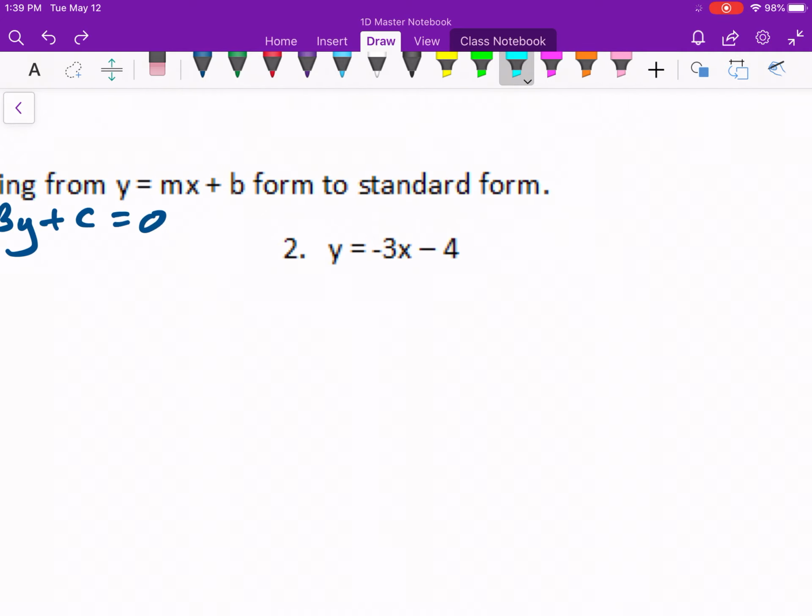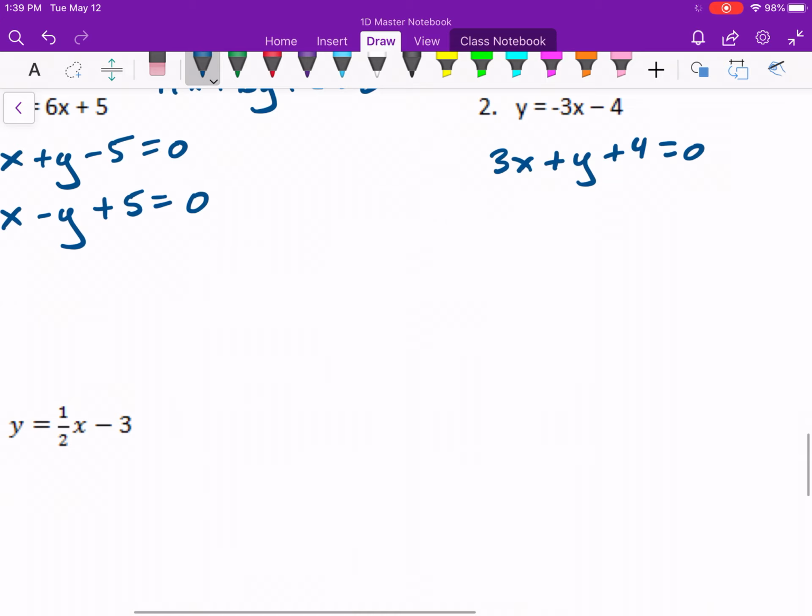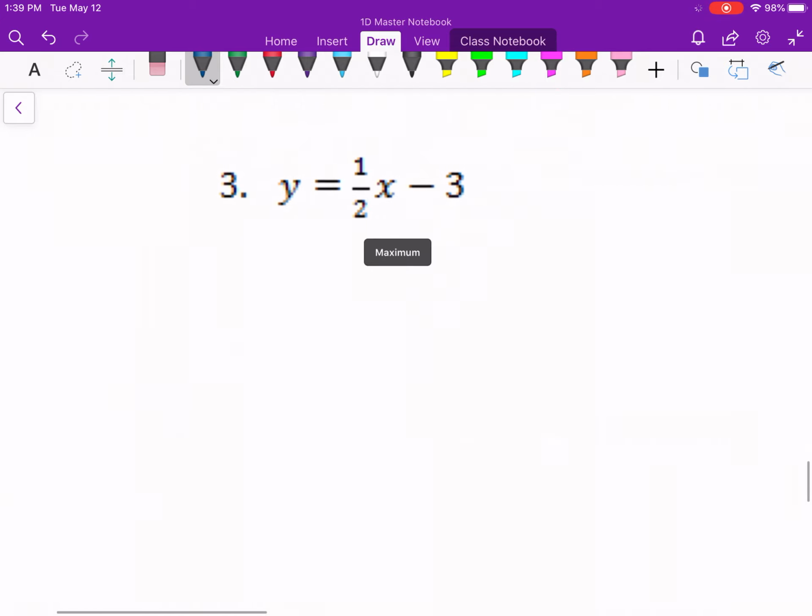Let's do it again. 3x plus y plus 4 equals 0. Understand where the signs are coming from? If not, backtrack and listen to my explanation from the previous part, number 1. Does it have fractions? No. Is a positive? Yes. This is in standard form. This one's done.